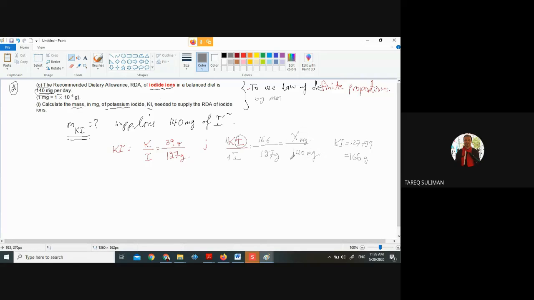No need to convert unless we need the final value in gram. Cross multiply, then it becomes what? 127 grams or 127x, sorry, because gram with the gram cancel, milligram with milligram cancel. 127x equals to what? 140 multiplied by 166. Divide both sides by 127, then we will obtain what? X equals to what? How much?